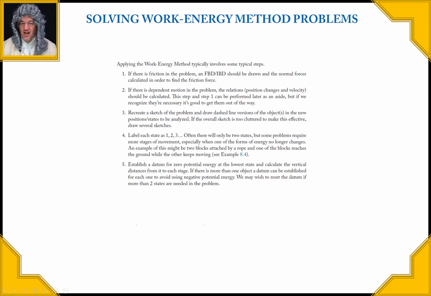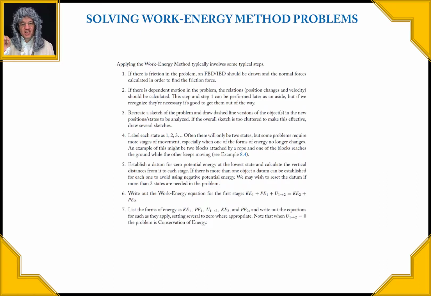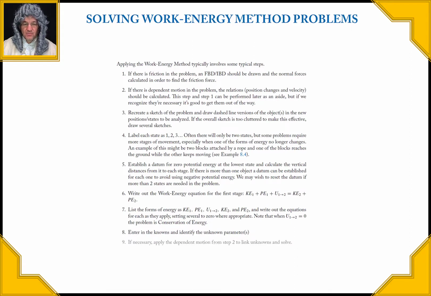And usually there's a good strategy to pick a spot where either the beginning is 0 or the end is 0 or something along those lines. I try to avoid having negative potential energy when it comes to gravity. And then you want to write out that work and energy equation, write it all the way out, and then start thinking about each of the terms that are taking place. And then you want to enter the knowns and identify the unknown parameters.